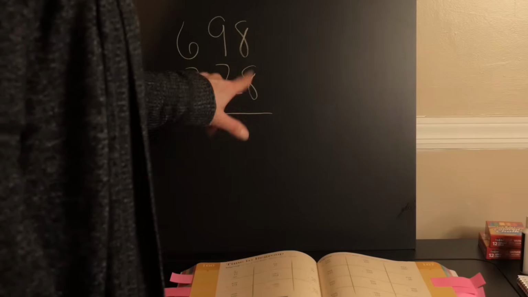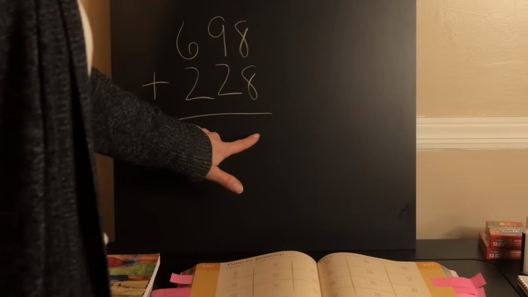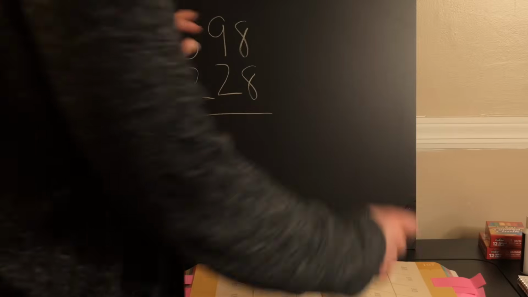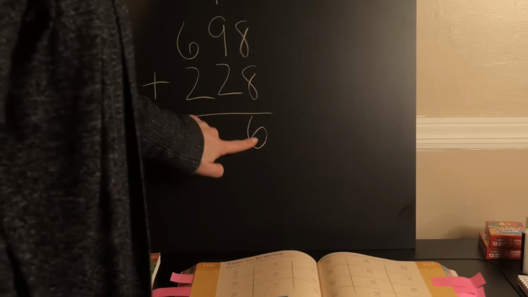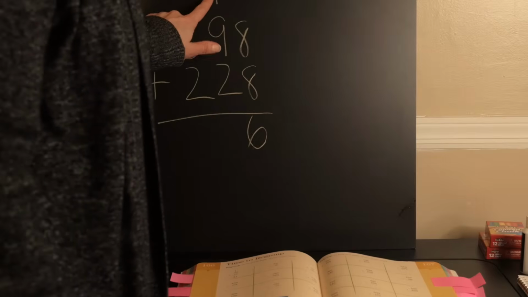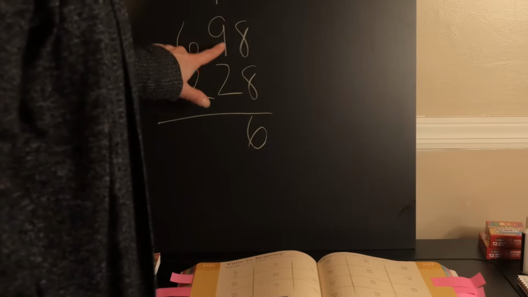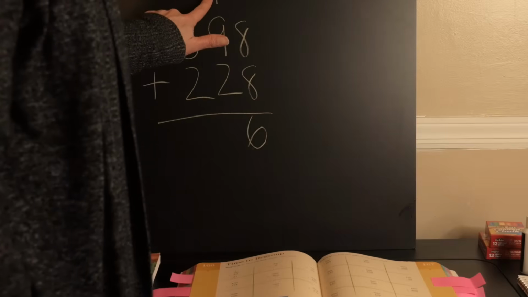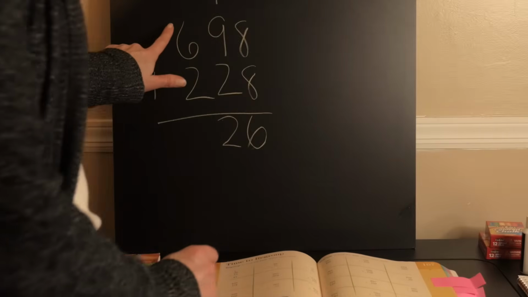Okay, we have 8 plus 8, and what is the answer to that? So it's a 16, and what do we write right here? We write the 6, and what do we do? Carry the 1, so we have a 16, but we're just placing the 1 in the tens column. Alright, now we're going to add, we have 9, 10, 11, and 12. So what do we write down here? We write the 2 and carry the 1. Very good.